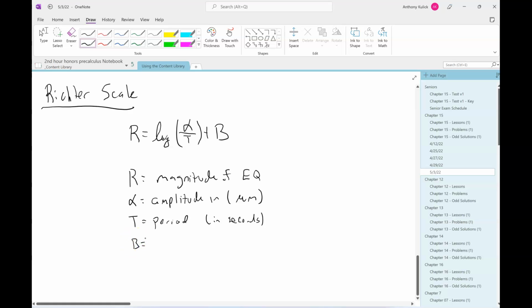Now, where is an earthquake the strongest? The epicenter, great. And as you move away from the epicenter, what's going to happen? It's not going to be as strong, right? The earthquake won't be as strong. So we need a correction factor because the tool that we use to measure the displacement isn't always located exactly at the epicenter, right? So this B here is going to be a correction factor for the weakening of an earthquake as you move away from the epicenter.